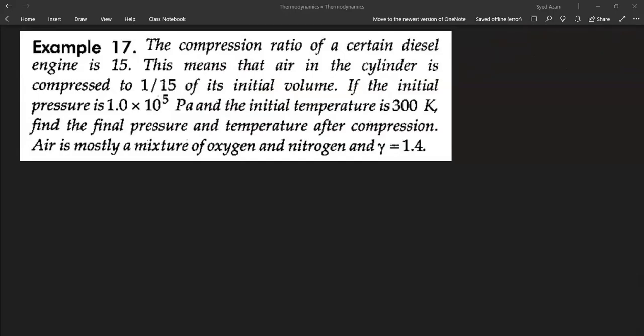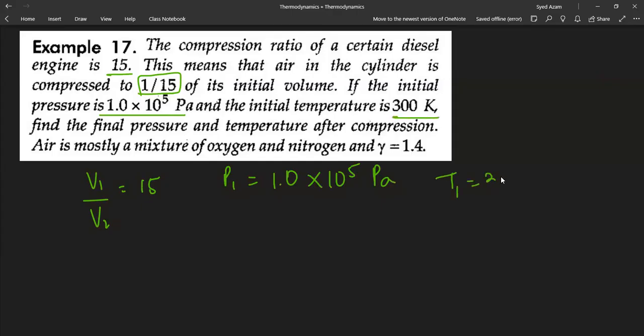Okay, coming to this question, this says the compression ratio of a certain diesel engine is 15. This means that air in the cylinder is compressed to 1 by 15th of its initial volume. Means V1 by V2 is given as 15, right? Then it is saying the initial pressure P1 is given as 1.0 into 10 to the power 5 pascals. And the initial temperature T1 is given as 300 Kelvin. You have to calculate the final pressure.